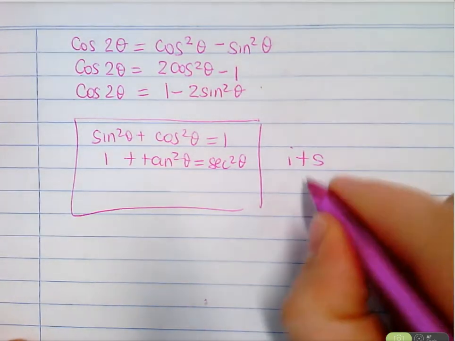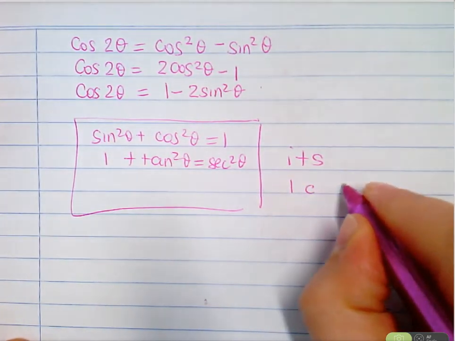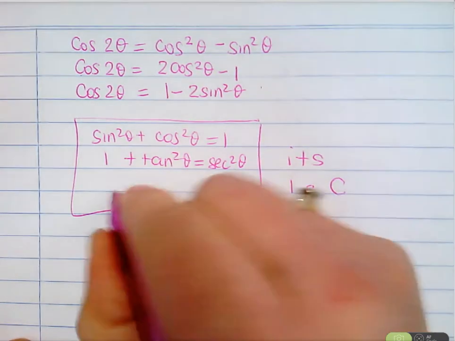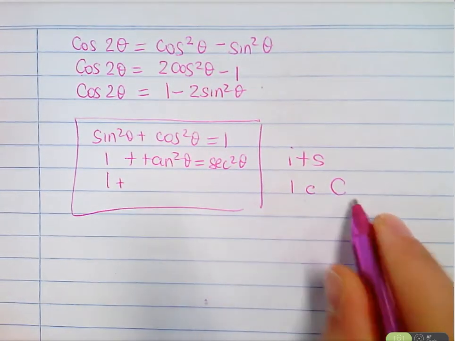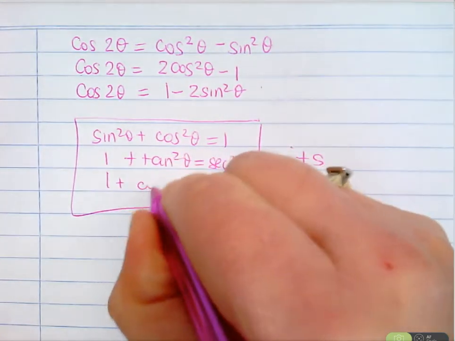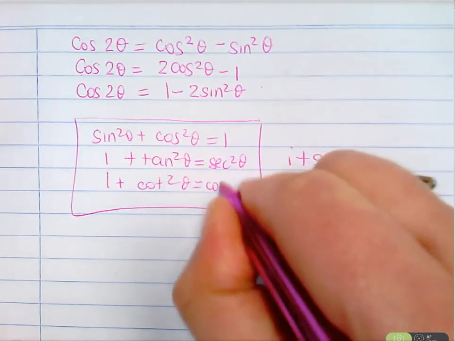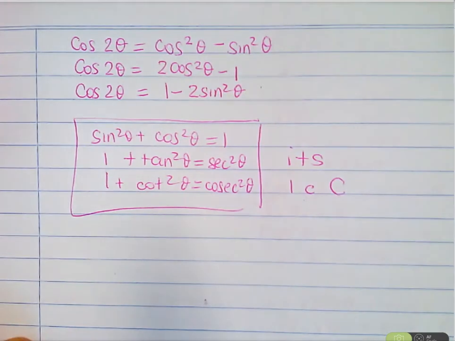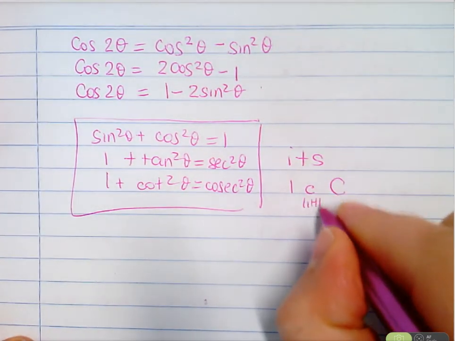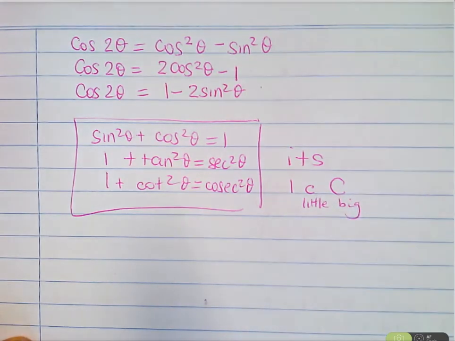1 plus little c equals big C. Which one's shorter, cot or cosec? Cot. 1 plus cot squared equals cosec squared. And that's how I remember them: 1 plus little c equals big C. Doesn't it make sense? 2 small things make the big thing. Okay, that's how I remember them.